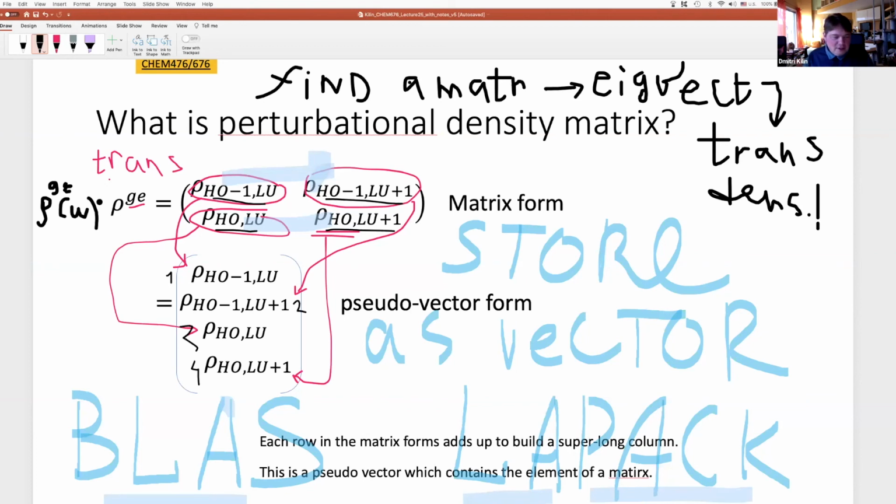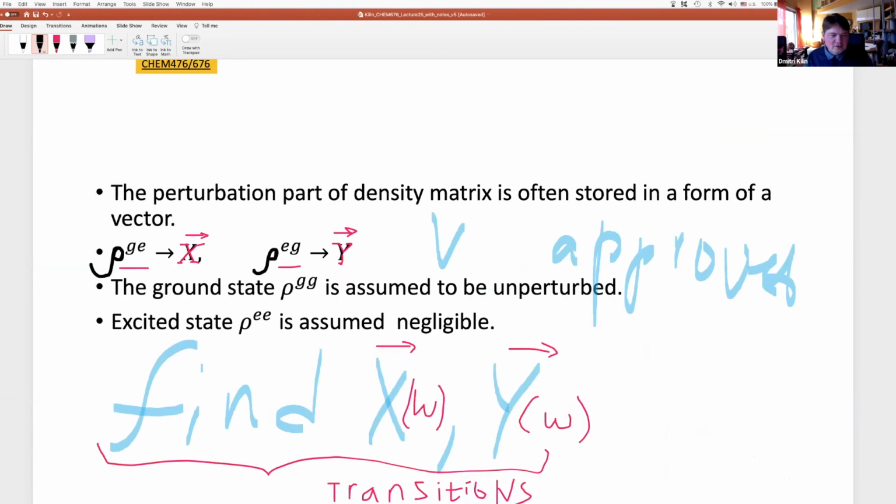So if we accept this format of writing the density matrix as a column, we will approach the format that Gaussian software is using, and that TDDFT theory in its derivation is written in. So in the community of time-dependent density functional theory, instead of this three-symbol notation, rho GE, they call it X and Y: transition density for excitations and transition density for emission.